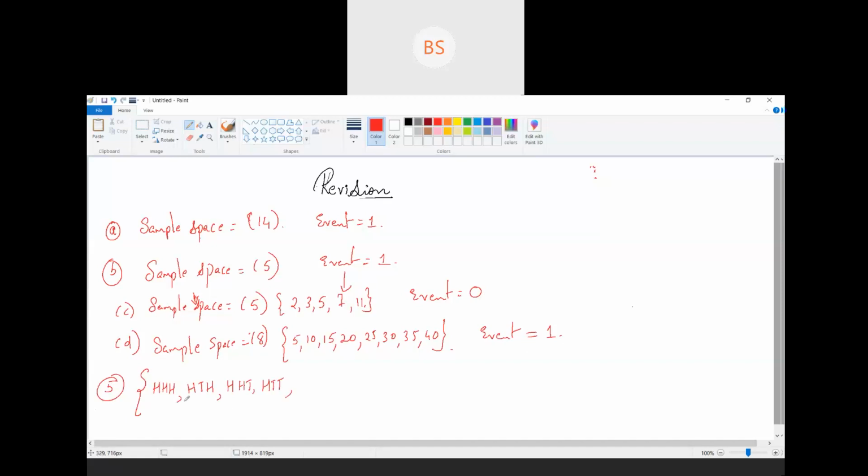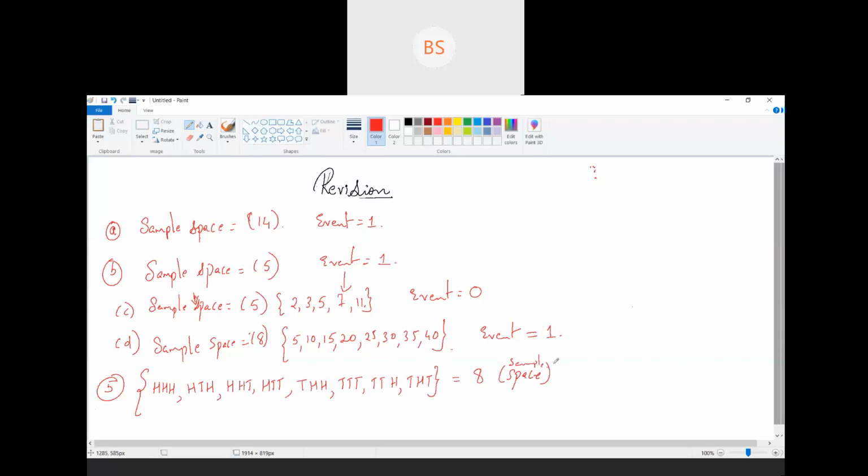This is when the first coin is head. Then it can be the first coin tail also. So tail, head, head; tail, tail, tail; then tail, tail, head; and tail, head, tail. So in total we will have 8 outcomes, or the sample space is 8.